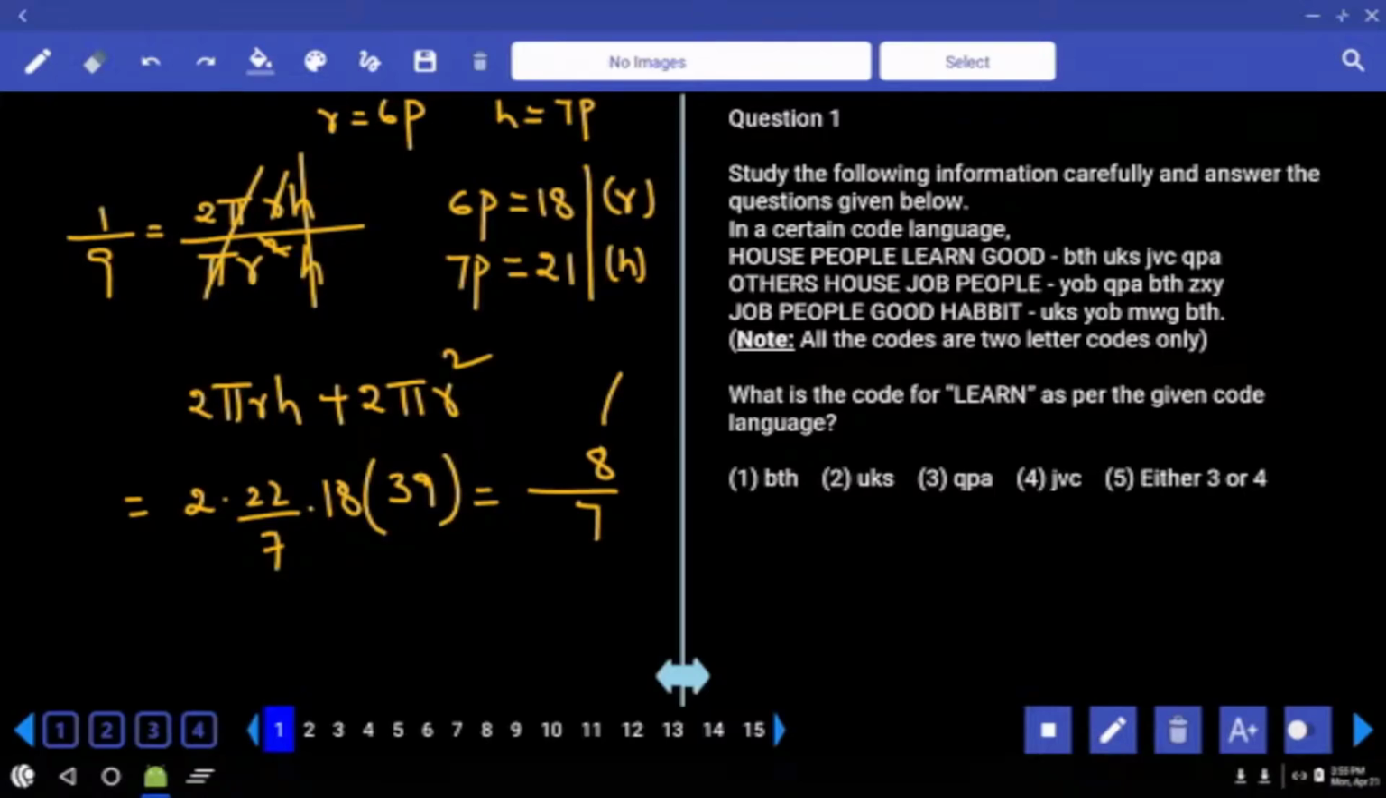Now it comes under first or the second priority, and definitely under the first priority, coding and decoding. How many questions were there under this one? 4 questions. So 4 questions definitely under the first priority.